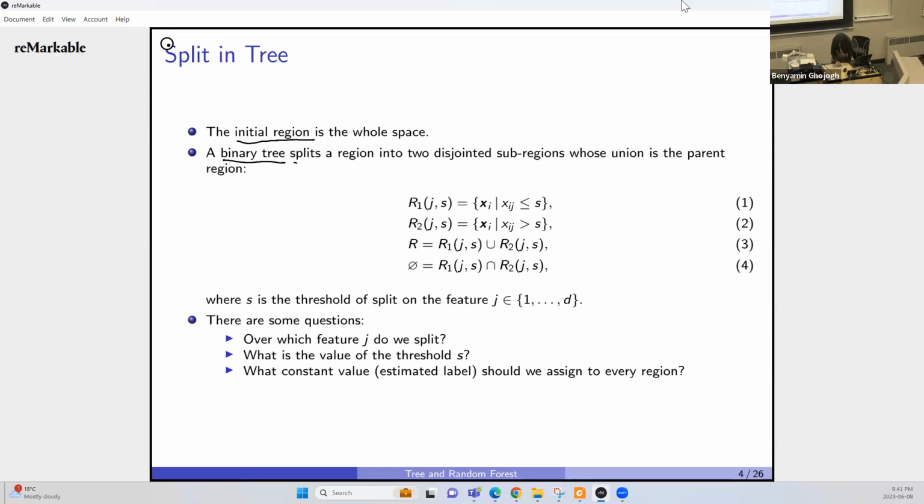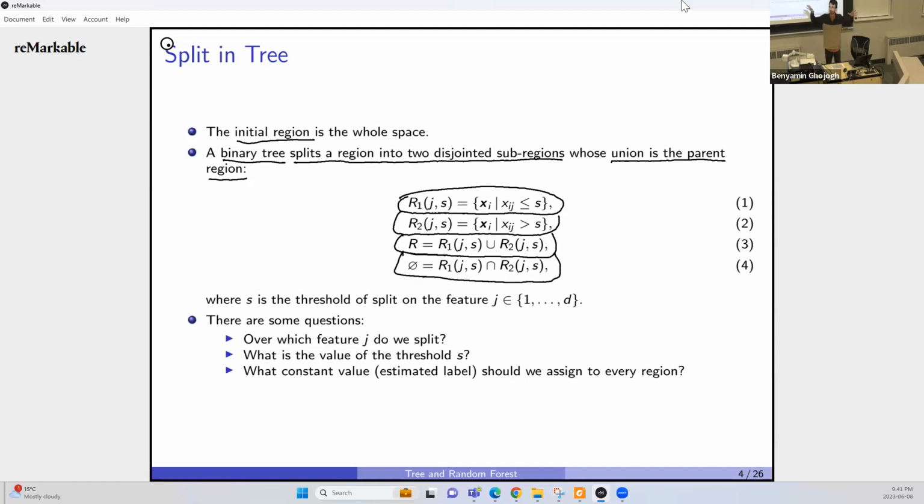A binary tree splits a region into 2 disjoint subregions whose union is the parent region. So we have a parent region at every level of the tree. It splits into 2 subregions. This is subregion 1, this is subregion 2. If xij is less than or equal to s or greater than s, it has 2 parameters, j and s. J is which feature we are splitting on, which dimension, and s is the threshold. Their union becomes the whole parent region. They are disjoint. There is no intersection between them.